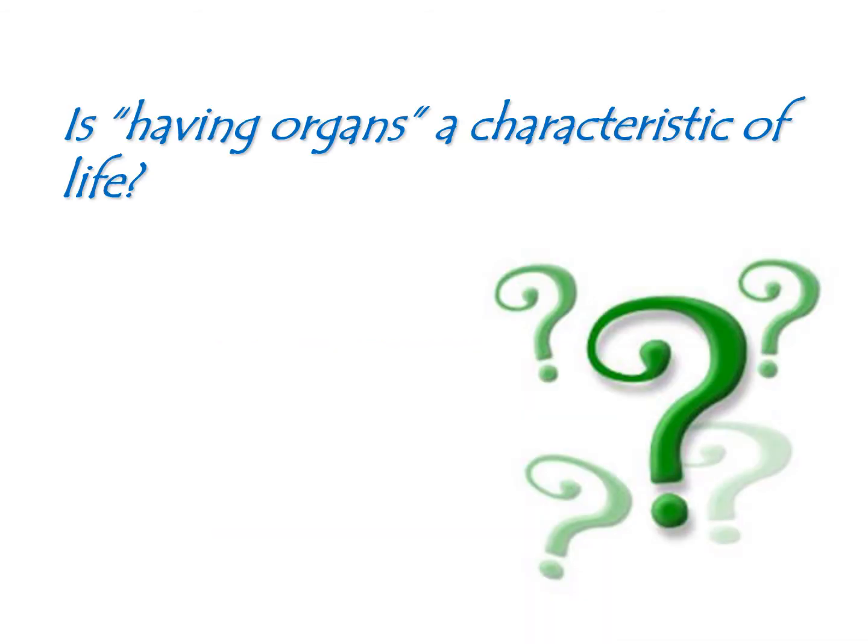So let's apply those rules again. Is having organs a characteristic of life? So we need to think about, are there any living things that don't have organs, such as a brain or heart or stomach or bones? And if we think about it, plants do not have organs. They have cells. Those cells are organized into tissues, which are groups of cells, but those tissues are not organized into organs. Let's look at a simpler organism, bacteria or other organisms that have only a single cell. That's not enough cells to make up an organ, and so not all living things have organs. Therefore, that cannot be used as a characteristic of life.